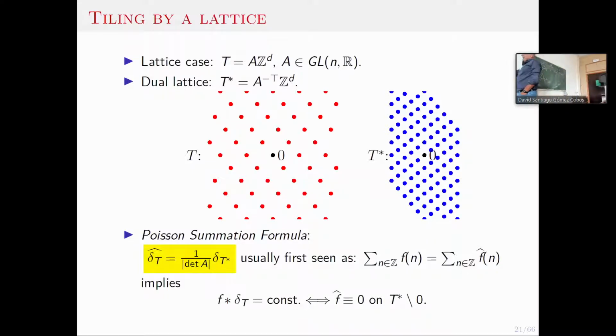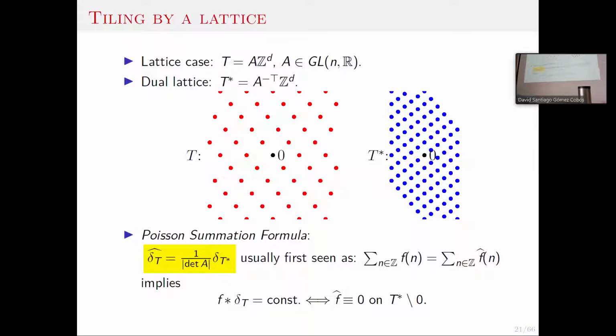Which, in terms of tiling, means what for us? If you're trying to tile with a tile F and the lattice, so you want this convolution to be a constant, then you want F hat to vanish on the Fourier transform of delta T, which is essentially delta T star. So you want your Fourier transform to vanish on T star, except at the origin. The origin is always fixed.